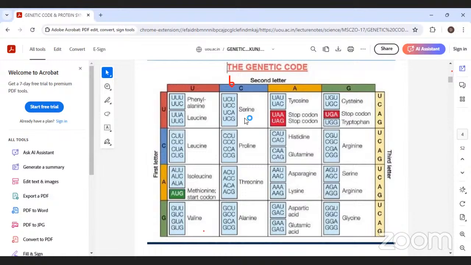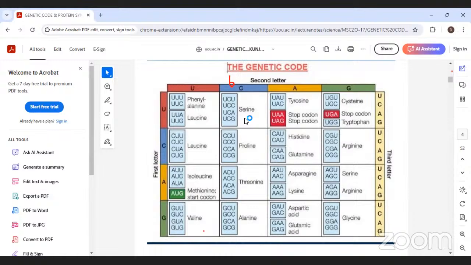Only 61 codons code for the 20 types of amino acids. The remaining three are not coded by amino acids. These three are UAA, UAG, UGA.